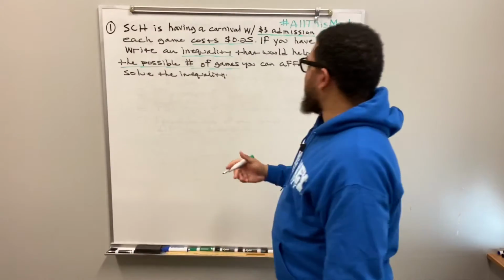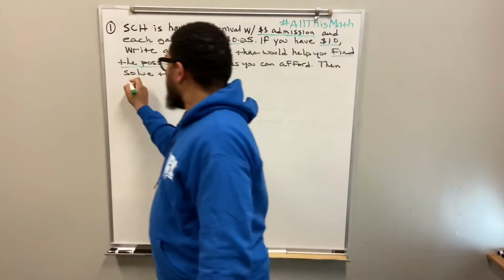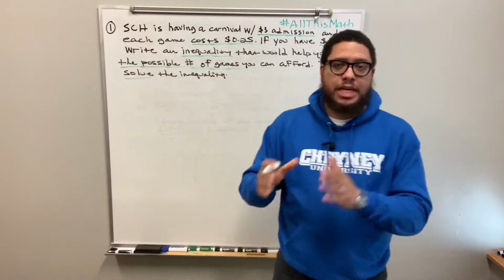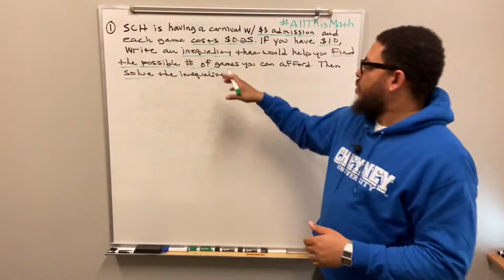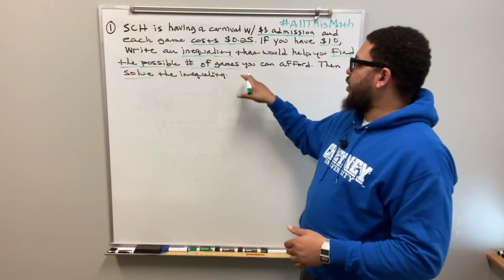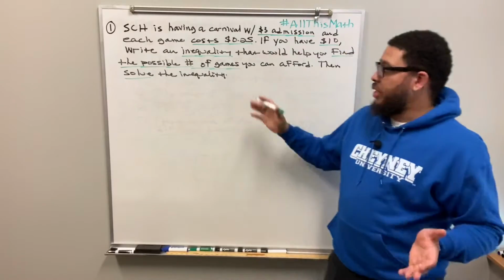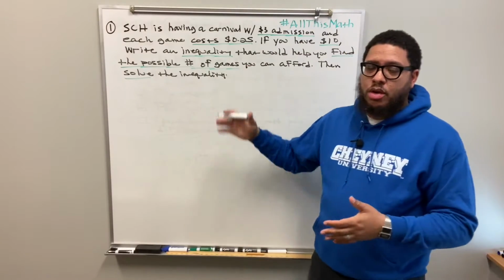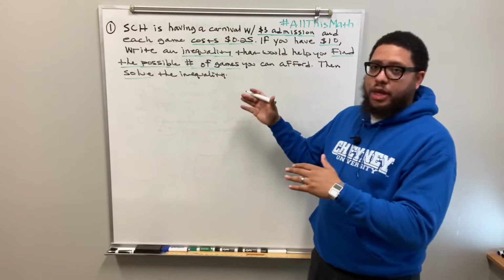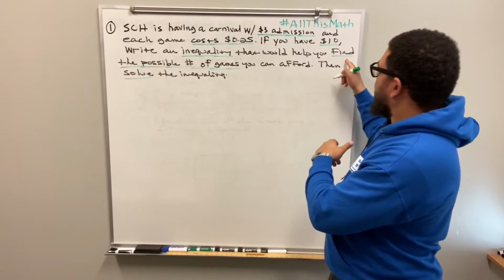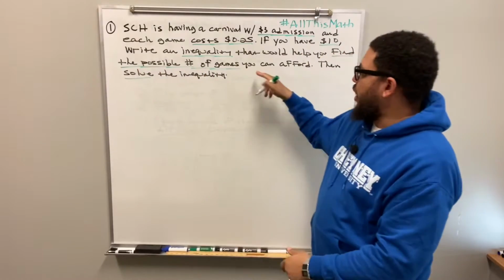Because the reality is, and then solve. We got to know our instructions. We got to know what our instructions are. We got to know what we're being tasked to do. Find the possible number of games. We start with understanding, like, what am I even doing here? Like, what's the point? Like, why am I reading this? Why are you watching this video? Why do you care? Because we have a goal. Our goal is to figure out the possible number of games you can afford.